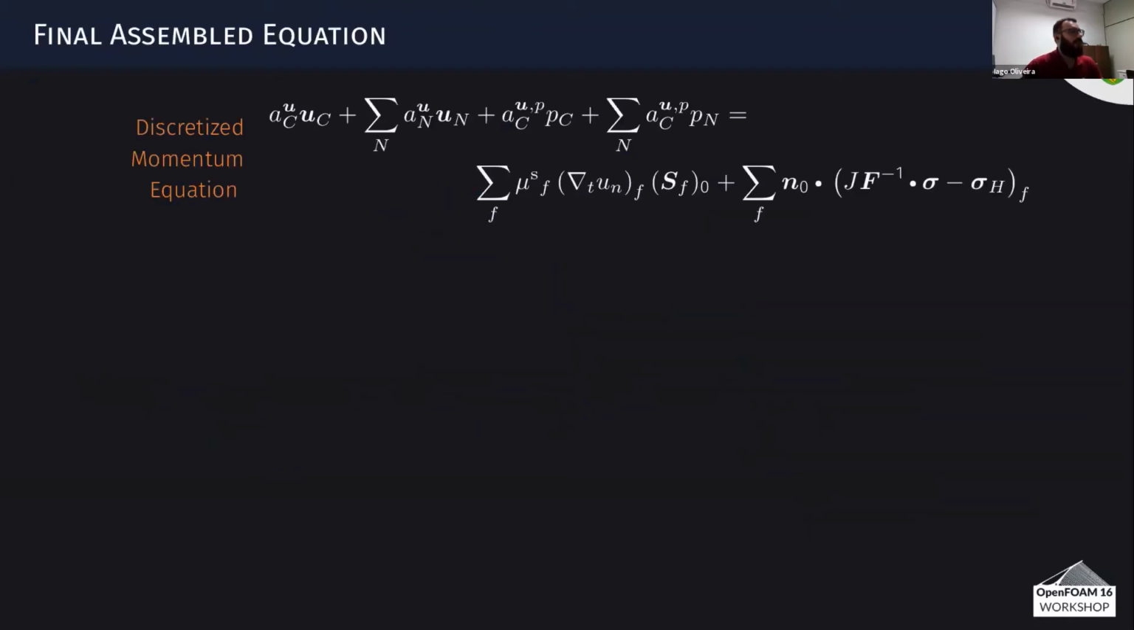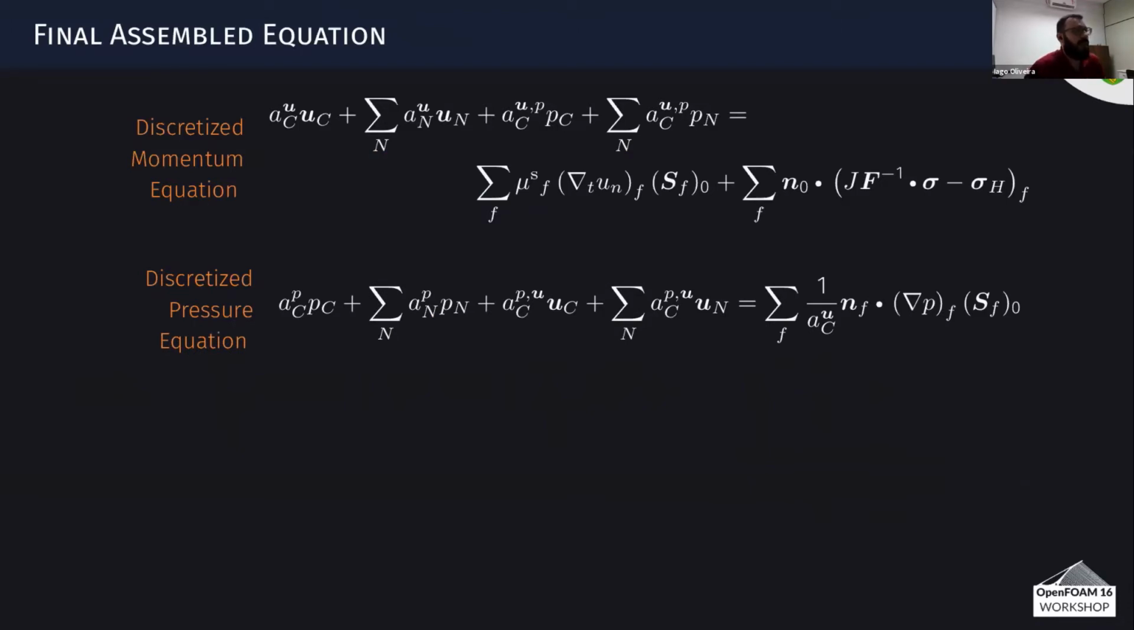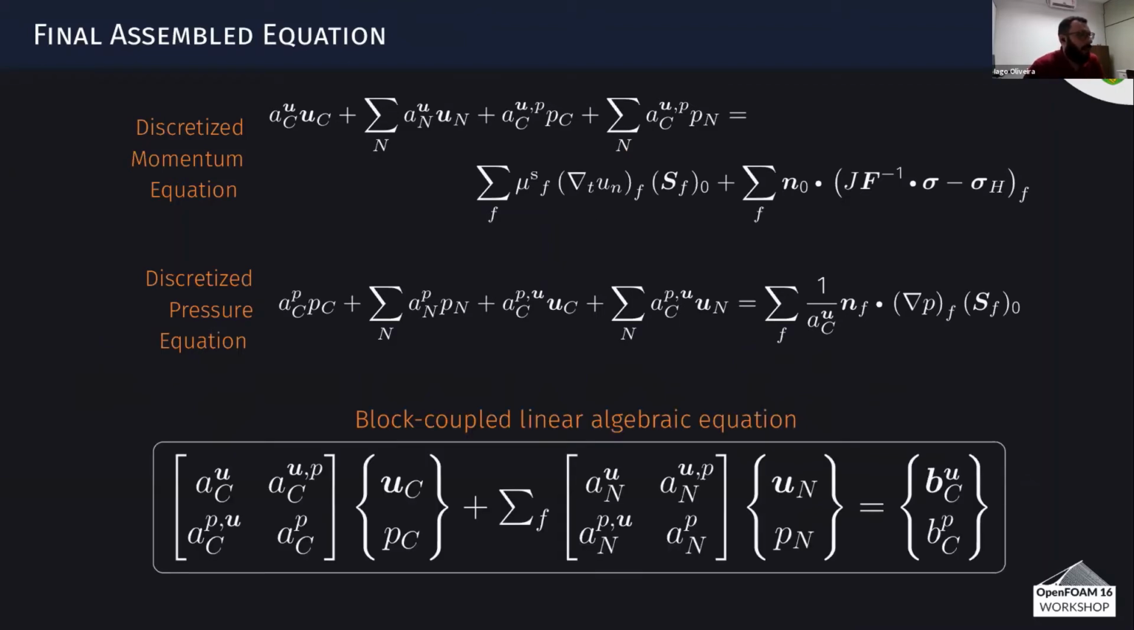So these two discretized equations, the discretized momentum equation and the discretized pressure equation, instead of solving them separately as is traditionally done in displacement-based and segregated solvers, we solve them in a block-coupled manner using the block-coupled formulation of foam-extend, where the two equations are assembled together and we have a system for each cell, which are solved together for displacement and pressure.